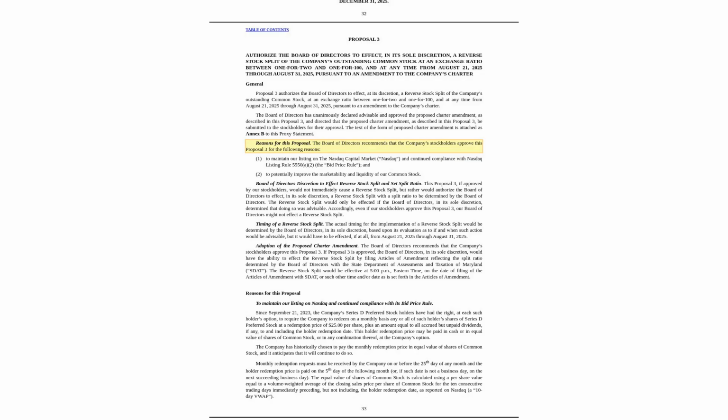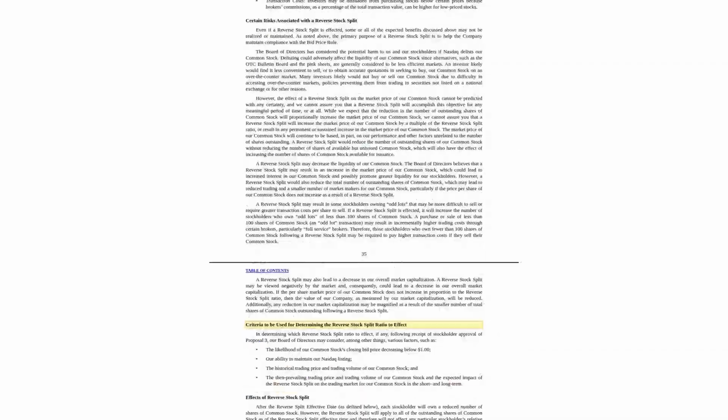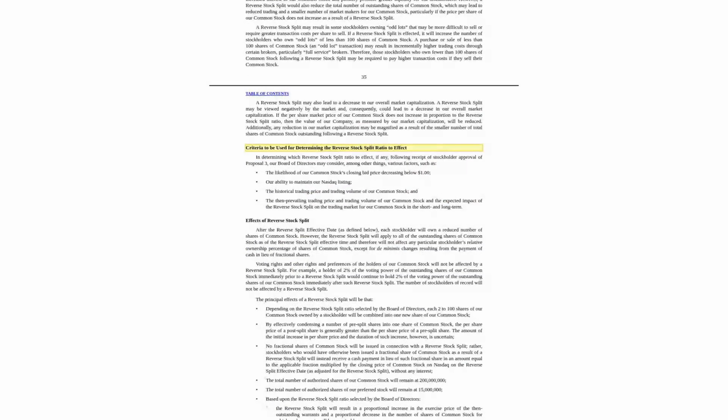So how will they decide the split ratio? The filing states they will examine items like trading and how it affects the market. It's about finding the right balance to look appealing to Nasdaq and investors. A common stock, less liquidity, some stockholders owning odd lots that may be harder to sell.